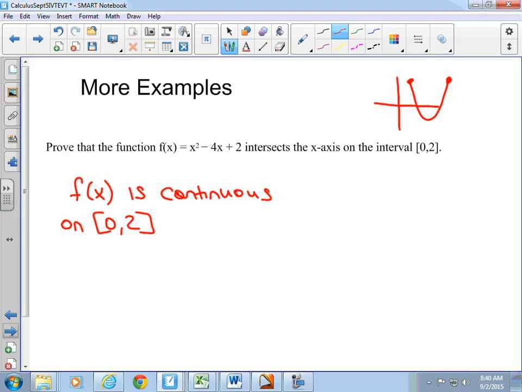What else do I need to find to even answer the question? Because right now I don't even know it yet. I kind of do because it said prove. What do I need to find? f of 0. Everyone agree f of 0 is 2? And I need to find what? f of 2 is 4 minus 8, say 4 plus 2, negative 2.